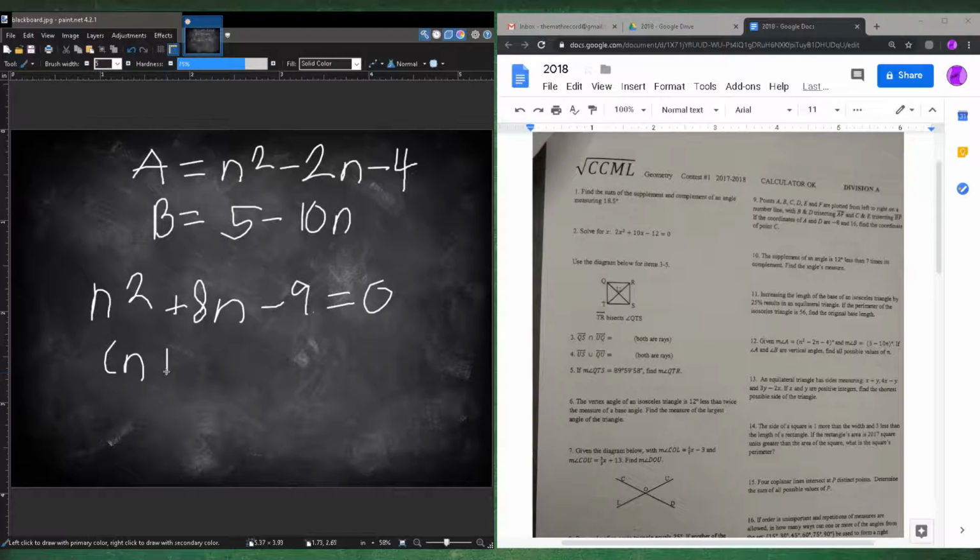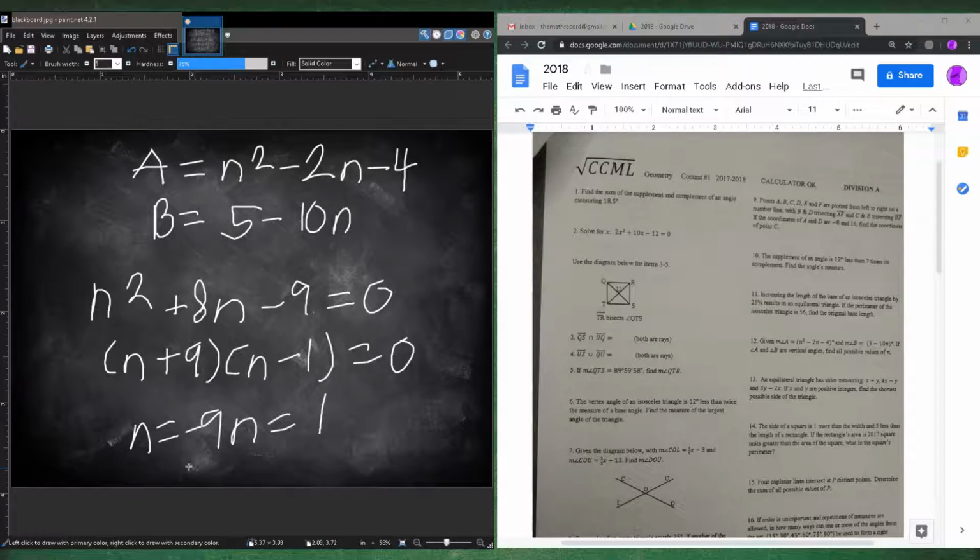It's just faster. So factoring this out, this gets n plus 9 and n minus 1, because that's n squared, negative n plus 9n, which gives 8n, and then negative 9. So that works out. So n is equal to 1, and n is equal to negative 9. So which one does not work? We have to check if they both work. So we plug in 1 into this equation, that gets negative 1, negative 5, which doesn't work because you can't have a negative angle. Now you put negative 9 in here, that gets 81 plus 18 minus 4. That's obviously going to be positive. And you put negative 9 in B, that's 95. So this is obviously positive. So negative 9 works. So our answer is just negative 9.